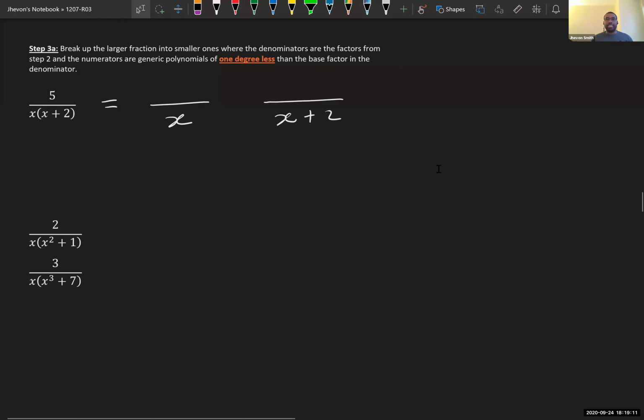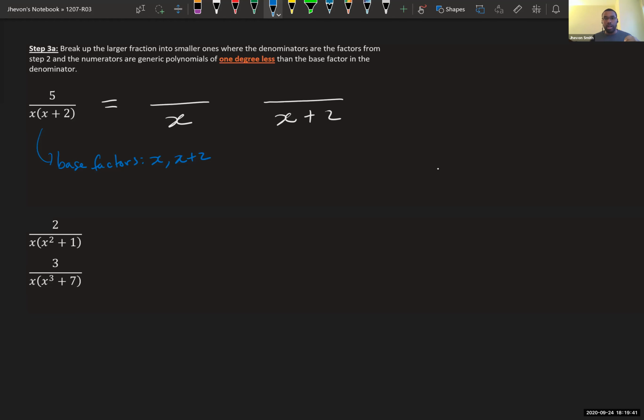One degree less than the base factor in the denominator. So here the base factors are the x and the x plus 2. These are both first degree polynomials. The highest power is 1, which means the numerators need to be 1 degree less. In other words, the numerators for the fractions in this particular example need to be 0 degree polynomials.